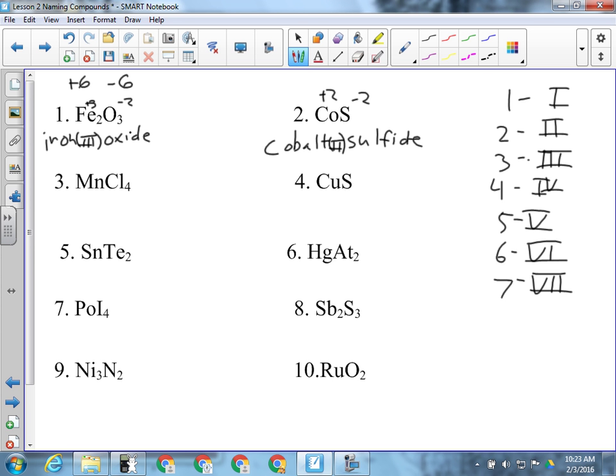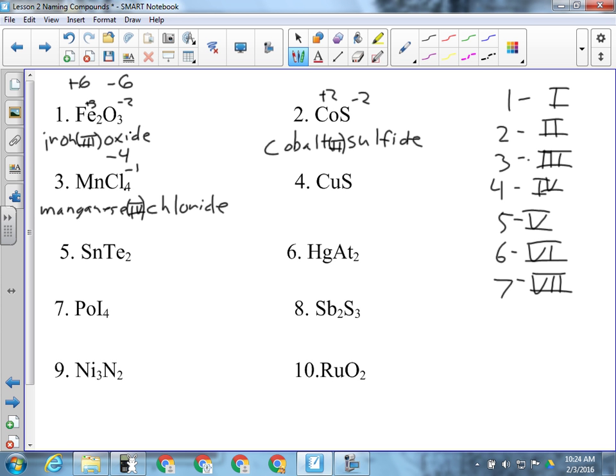For number 3 here, we've got manganese with chlorine, so that's manganese chloride, but we do need a Roman numeral because manganese can be 2 or 4. Chlorine is always a -1 charge, and there's how many chlorines? 4. So we got 4 negatives and only have 1 manganese to get rid of them with, so manganese has to be +4. So this is manganese IV, manganese 4 chloride.